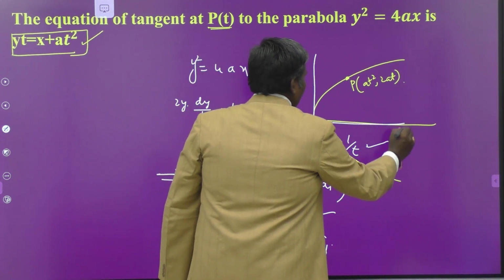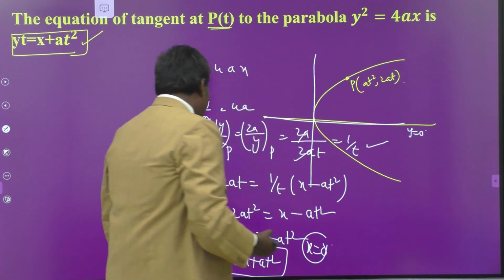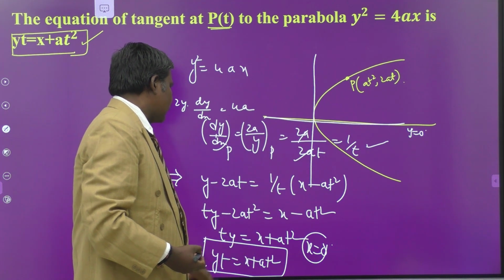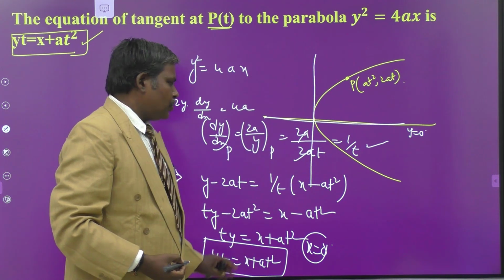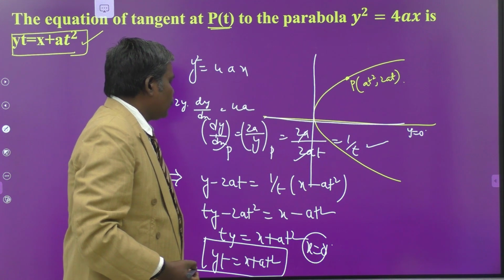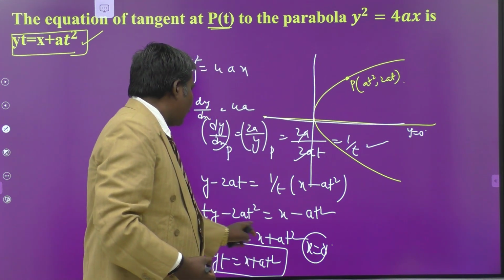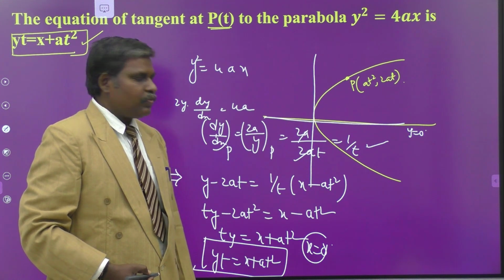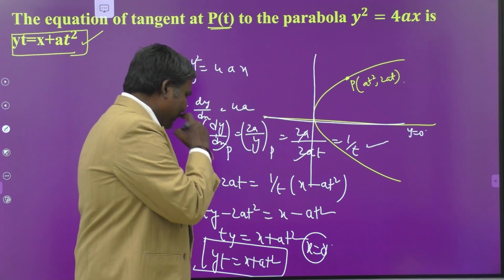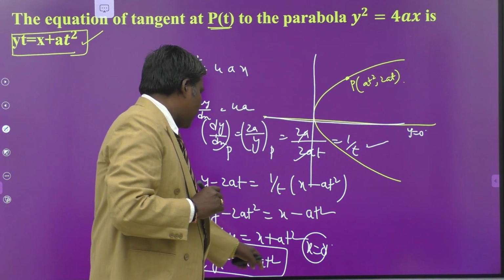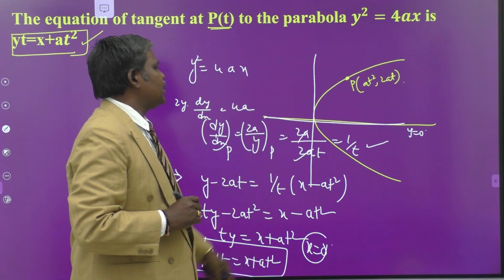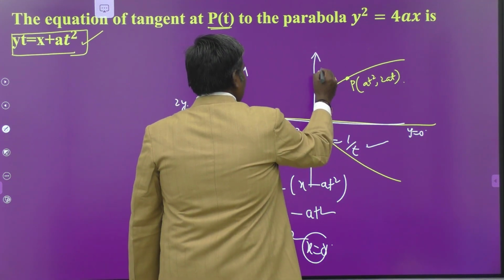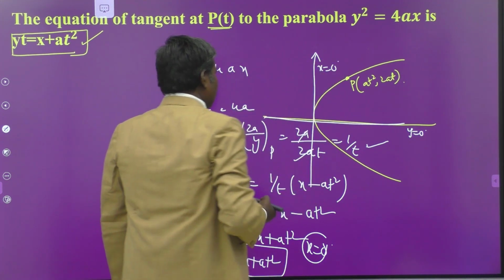The x-axis is what here? y = 0. For what values of t do we get y = 0? For infinity, we get y = 0. So it is another special case. For no value of t do we get y = 0. So for t = 0, we have x = 0. x = 0 is the tangent at the vertex. This is the y-axis.